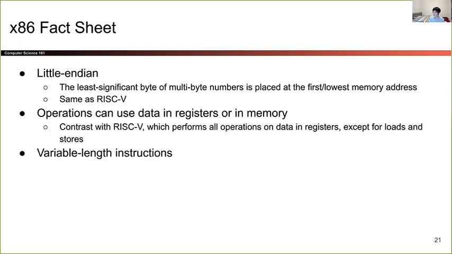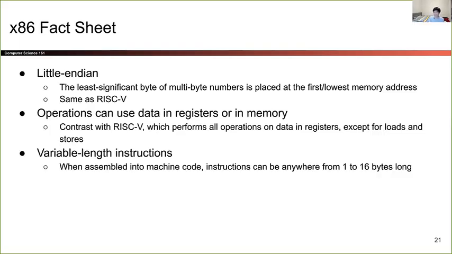And finally, it has variable length instructions. So this means that when the assembler turns the instructions into machine code, it's not always going to be 4 bytes like in RISC-V. Some instructions are 1 byte long and some instructions are 16 bytes long. I thought they could go higher than that, but I'm just going to go by what I've written on the slides. And yeah, contrast with RISC-V, which only has 4 byte instructions.